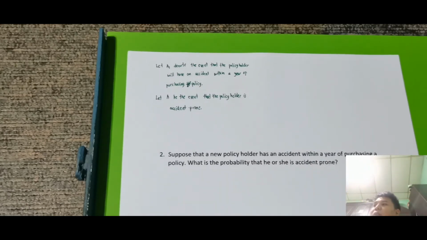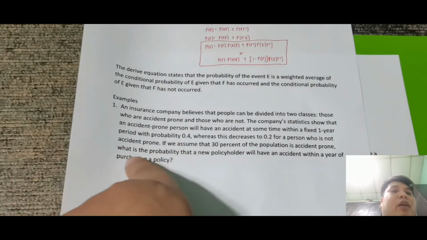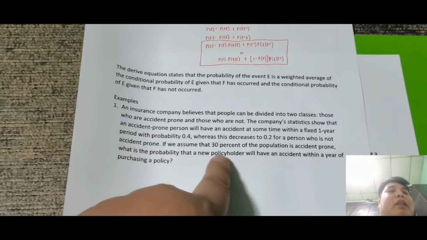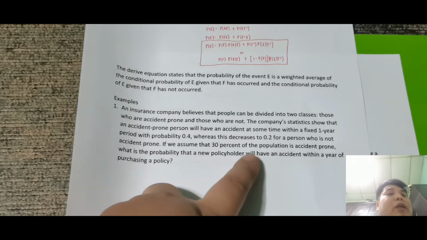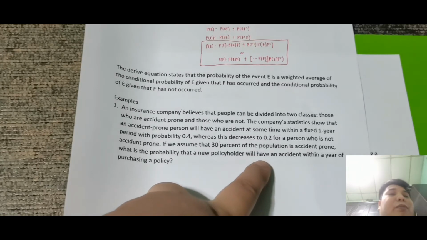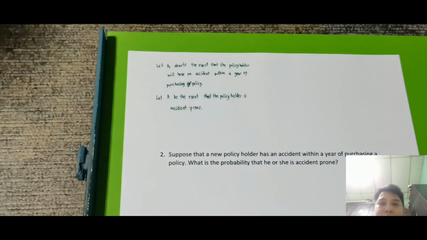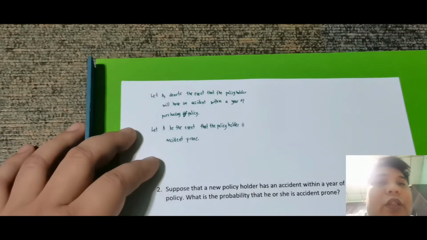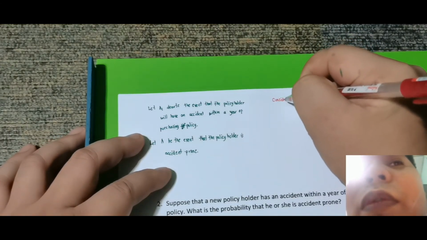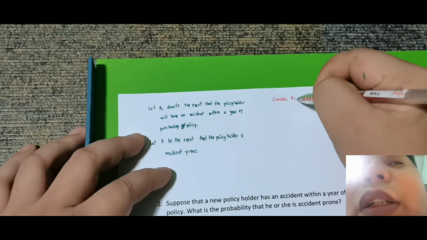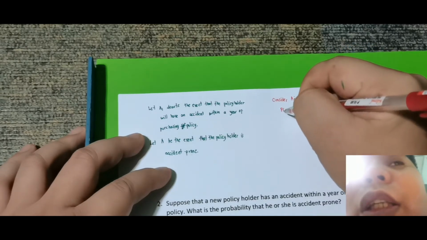Ngayon, anong tanong? Ano ulit yung tanong? Balikan natin. What is the probability that a new policyholder will have an accident within a year of purchasing a policy? Okay, so A sub 1 denote the event that the policyholder will have an accident within a year of purchasing. Okay, so meaning meron tayong A sub 1. So consider si A sub 1. So we have the probability of A sub 1.